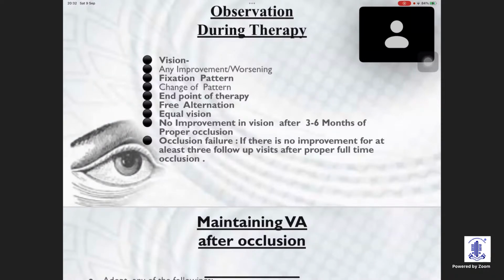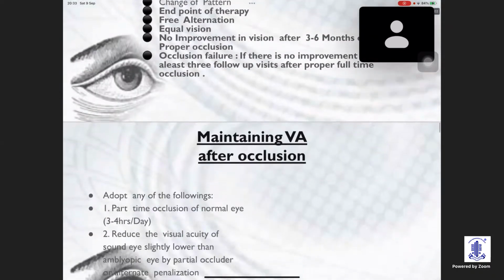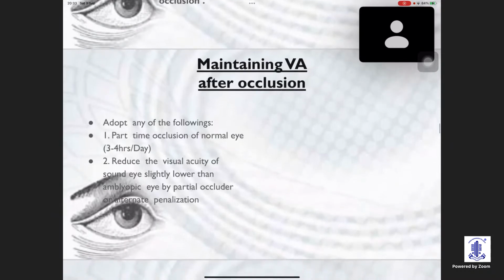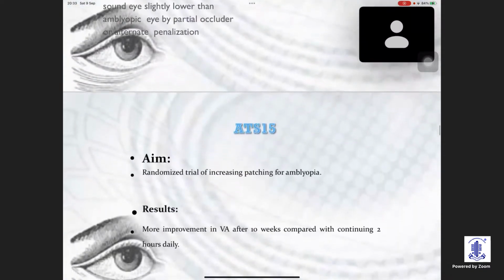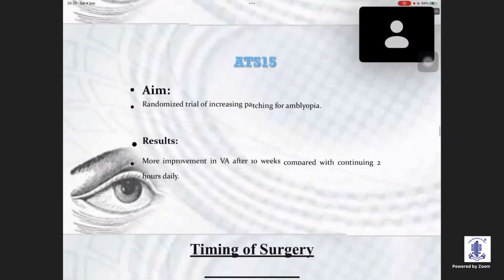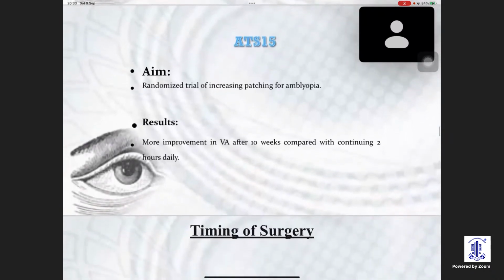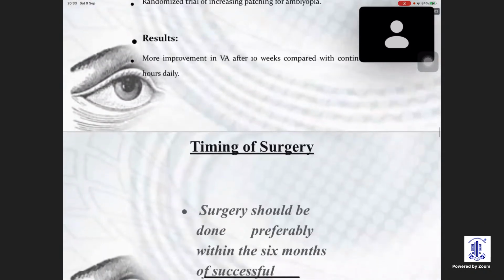If there is no improvement in vision after 3 to 6 months of proper occlusion, occlusion failure is defined as no improvement for at least 3 follow-up visits after full-time occlusion. How to maintain the visual acuity after occlusion? You adopt any of the following: part-time occlusion or reduce the visual acuity by atropine penalization. ATS 15 was a randomized trial of increasing patching for amblyopia, and there is more improvement in visual acuity after 10 weeks compared with 2 hours daily patching.